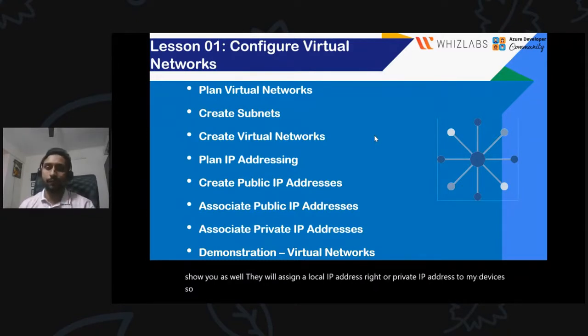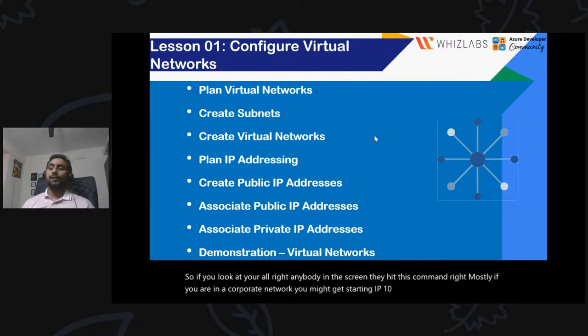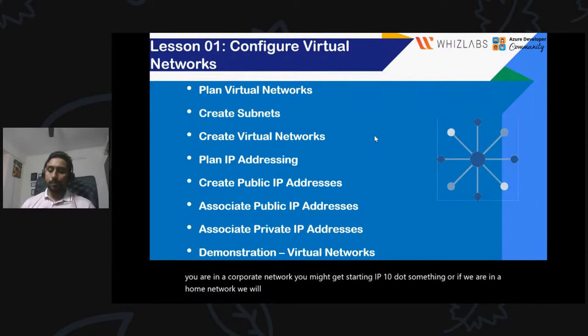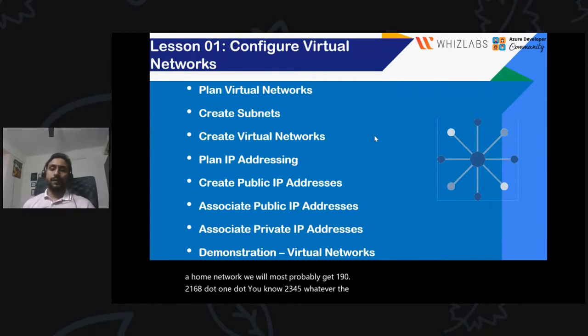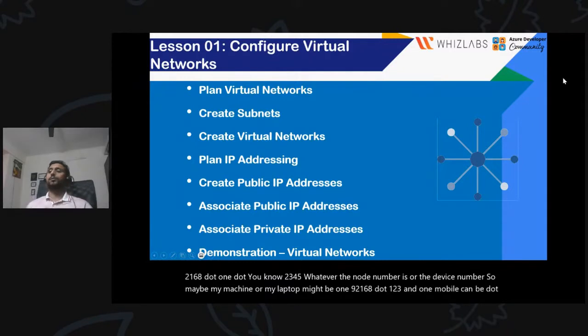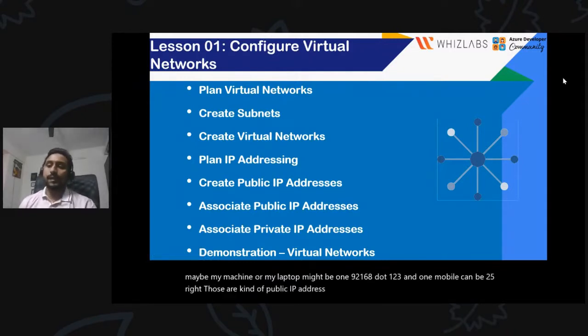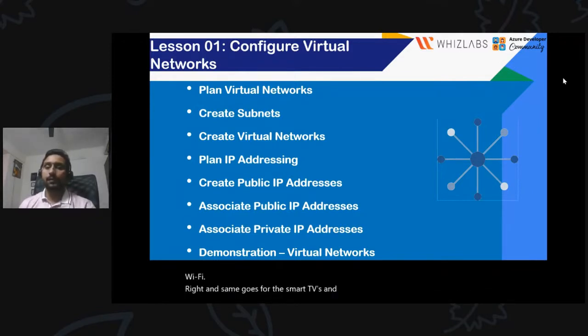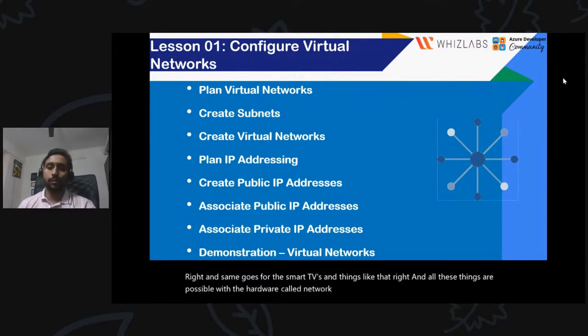If you run the ifconfig /all command on your screen, mostly if you're in a corporate network you might get an IP starting with 10 dot something, or if we are in a home network, we will most probably get 192.168.1 dot something, whatever the device number is. So maybe my laptop might be 192.168.1.23 and my mobile can be .25. Those are private IP addresses, because they have to talk to each other through Wi-Fi, and the same goes for smart TVs and things like that. All these things are possible with a hardware called a network interface card, which we mostly know as a NIC card.